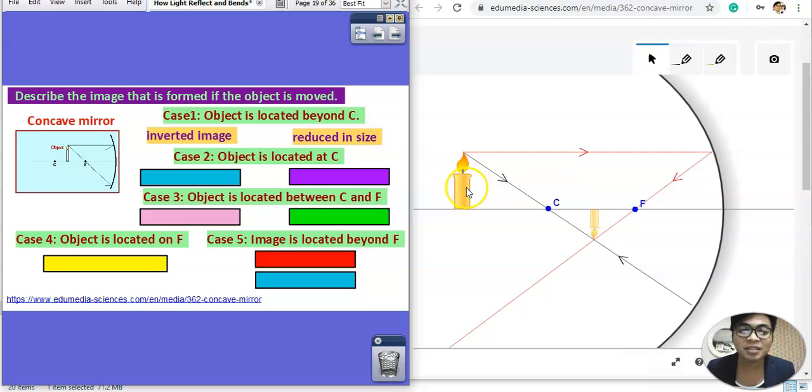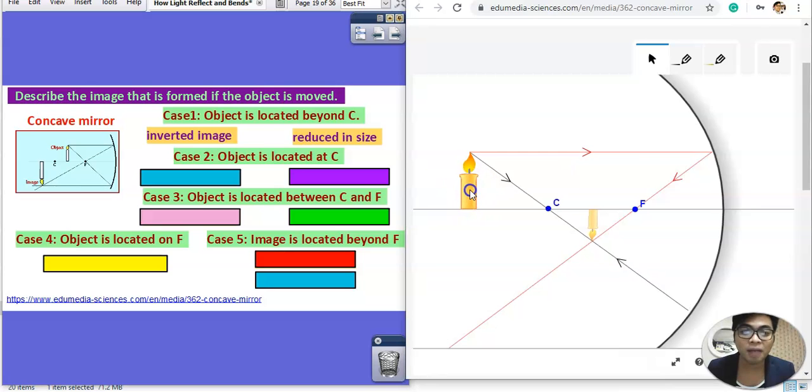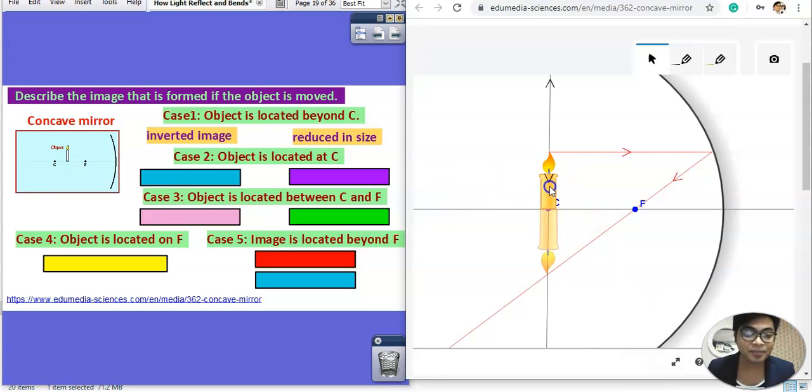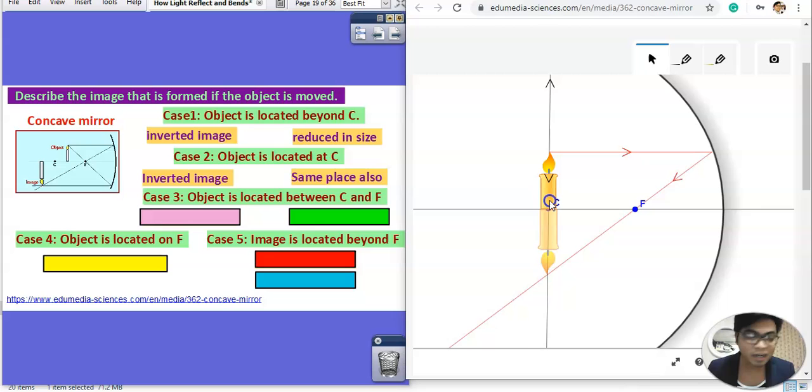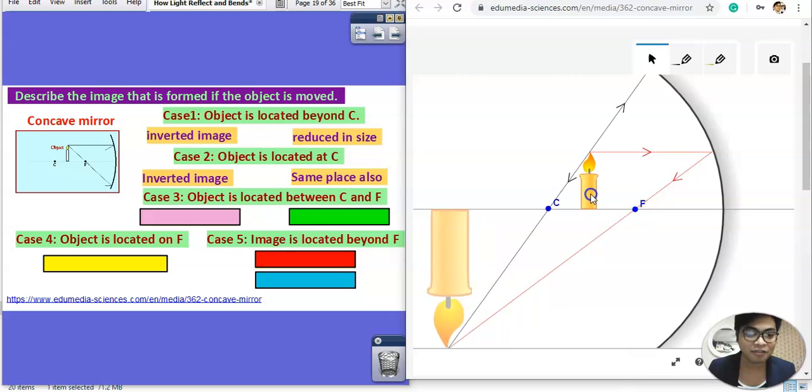Well, let's do the case number 2. We're gonna put the object at C. What have you observed about the size? Well, it's an inverted image, and the size is similar. Well, it's a little bit bigger, but it should be similar, and it's the same place where I put the candle. So let's put the candle between C and F.